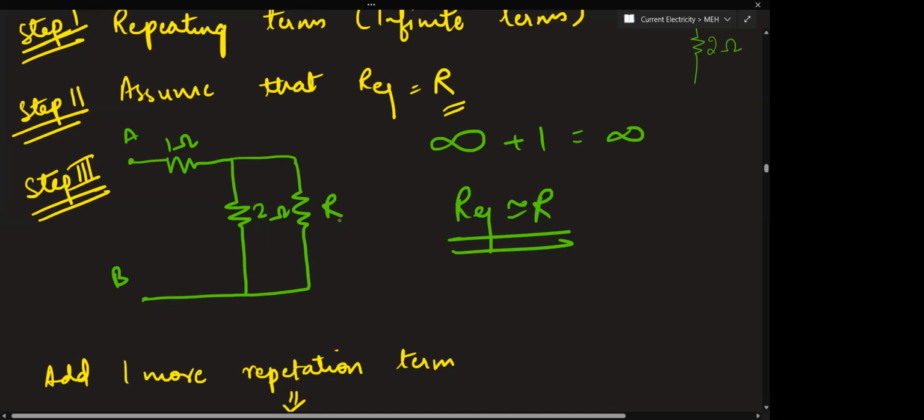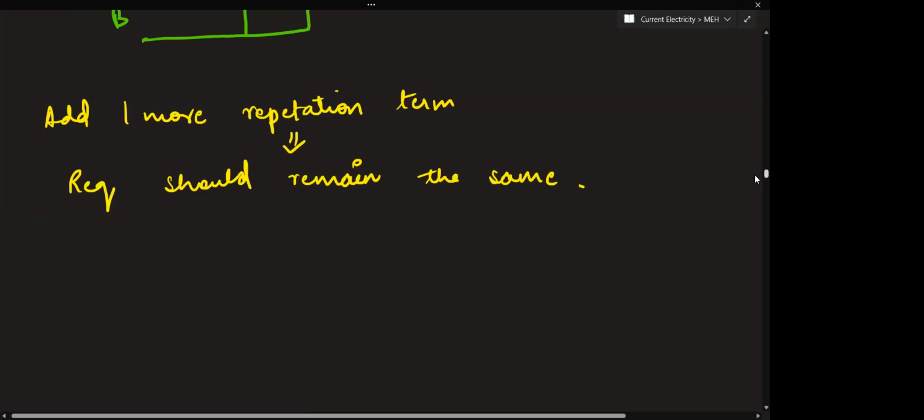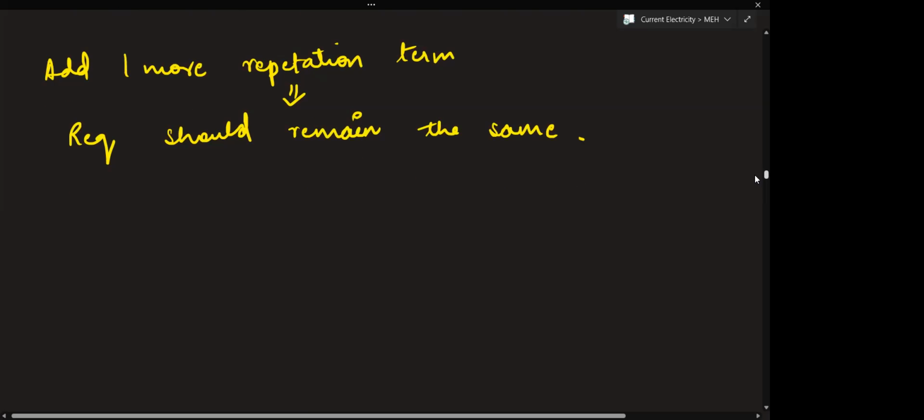The reason is that this is such a big number that even if you add this repeating term once more, it doesn't change the answer. So you just add one more repeating term and then equate it with R equivalent. Why? If you add one more repeating term, R equivalent should remain the same.